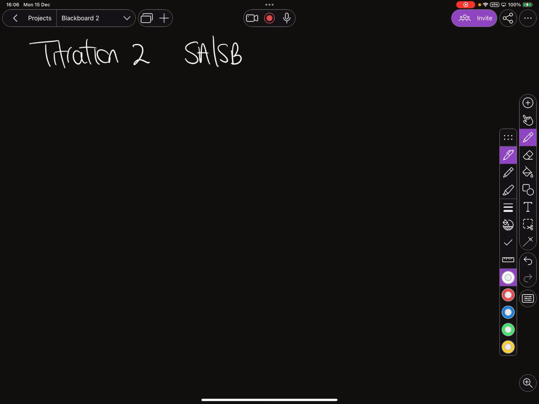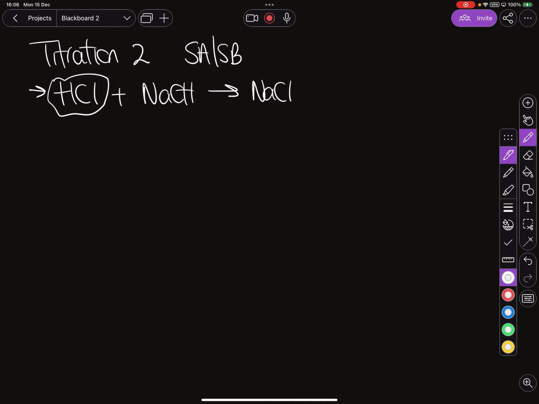So this is titration 2, and all of the titrations are linked to each other. In our first titration, we titrated sodium carbonate against HCl. And we're going to use the concentration of HCl that you found out in titration 1 to find out the concentration of NaOH in this titration. So we call this a standardized solution because it's an accurately known concentration found by titration.